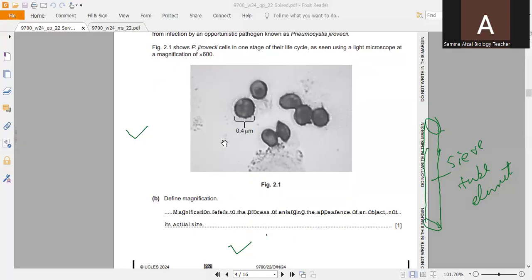Now, the next question is: define magnification. Magnification refers to the process of enlarging the appearance of an object, not its actual size. You can see 0.4 micrometer. If we have to draw this, we will make a large diagram of it. It means we have magnified the diagram, we have magnified the object. Actual size will not increase, but we have only enlarged its appearance.